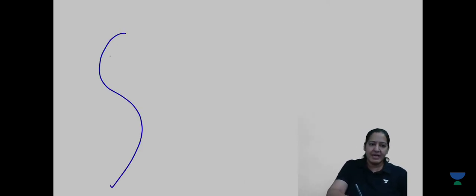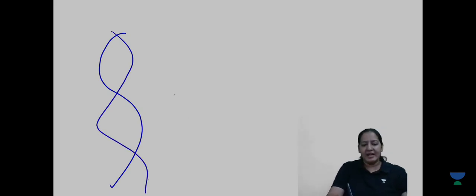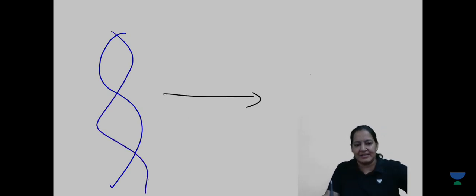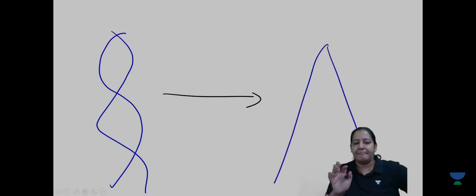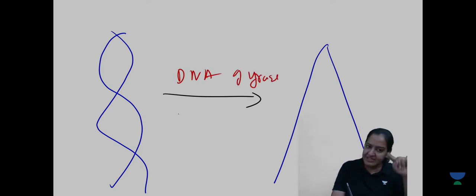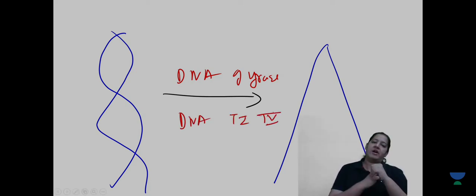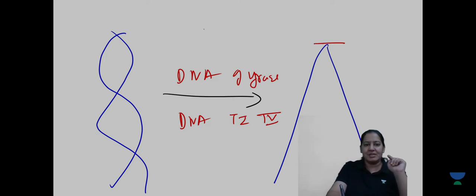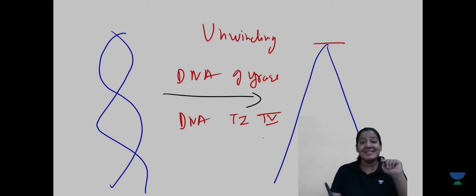So again, this is the double-stranded DNA. Let me draw the double-stranded DNA like this, right? And unwinding like this. So they will get separated like this. This is done by an enzyme. The name of the enzyme is DNA gyrase if it is a gram-negative bacteria. And the name of the same enzyme is DNA topoisomerase 4 if it is a gram-positive bacteria. So this step is known as unwinding. Unwinding is done by these two enzymes, right?